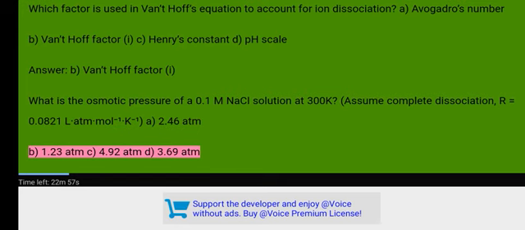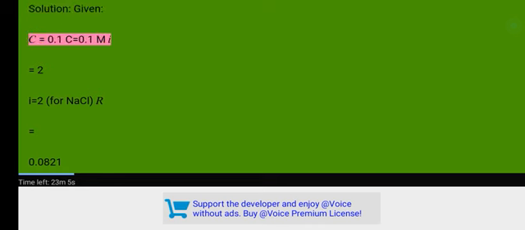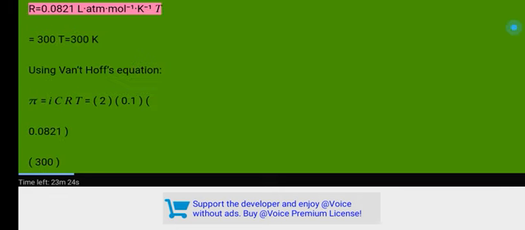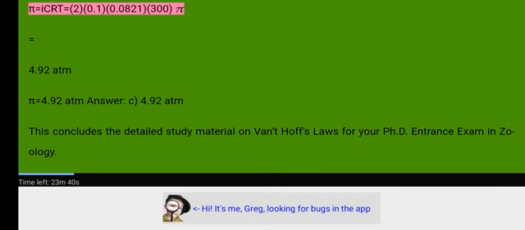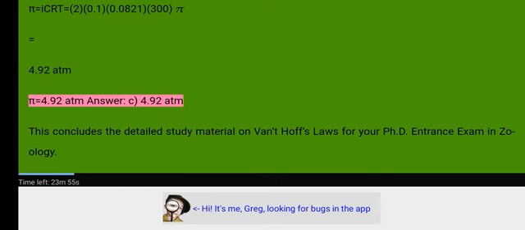3.69 atmospheres. Solution. Given: C equals 0.1 M, i equals 2 for NaCl, R equals 0.0821 L·atm/mol·K, T equals 300 K. Using Van Hoff's equation, pi equals iCRT equals 2 times 0.1 times 0.0821 times 300, which equals 4.92 atmospheres.